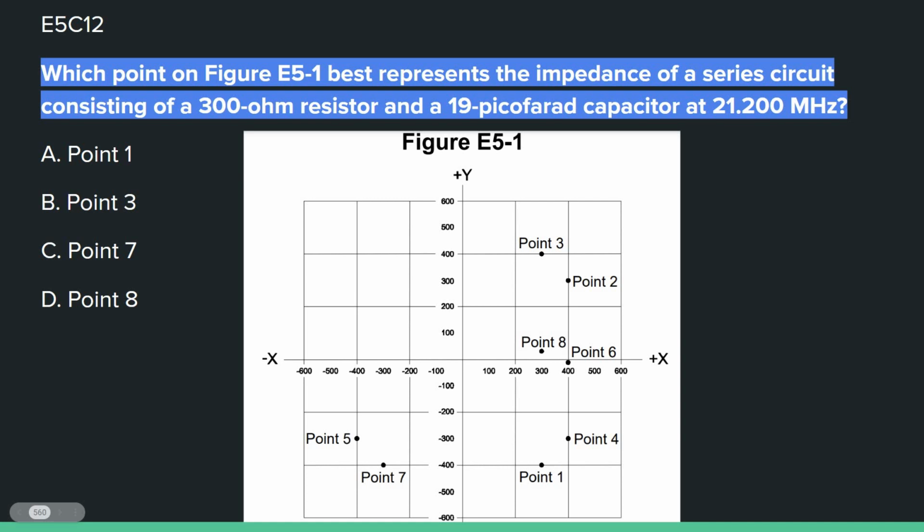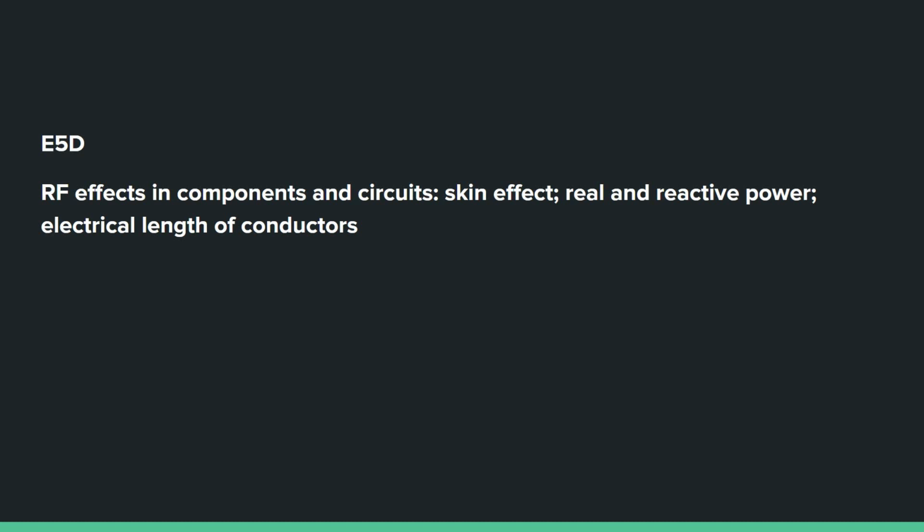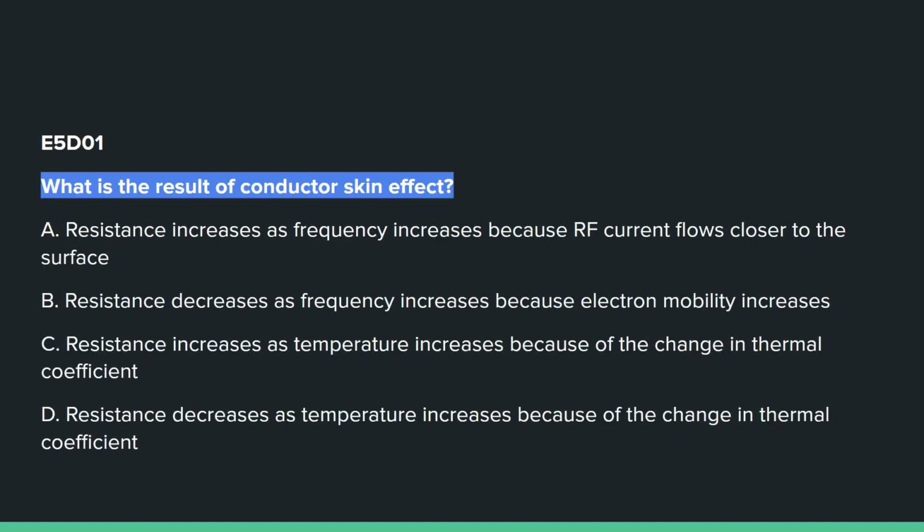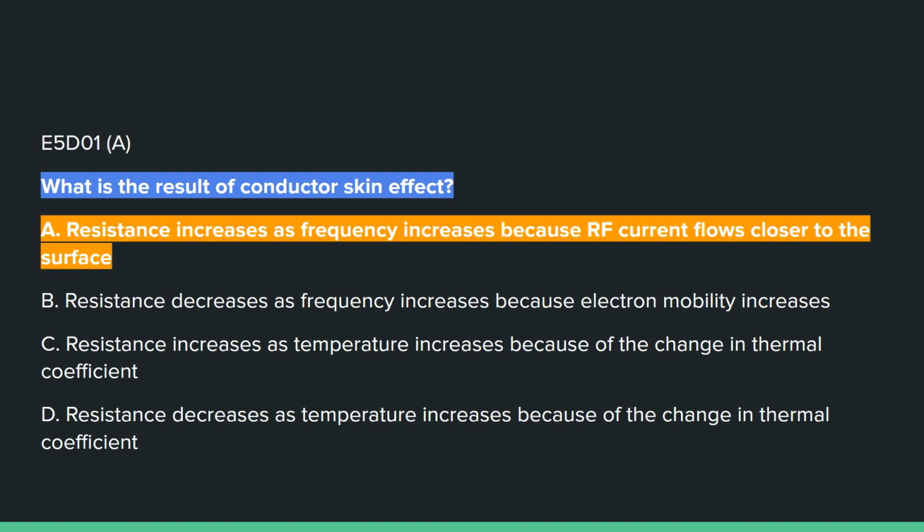E5C12, which point on figure E5-1 best represents the impedance of a series circuit consisting of a 300 ohm resistor and a 19 picofarad capacitor at 21.200 megahertz? Answer is A, 0.1. E5D covers RF effects in components and circuits, skin effect, real and reactive power, electrical length of conductors. E5D01, what is the result of conductor skin effect? A, resistance increases as the frequency increases because RF current flows closer to the surface.